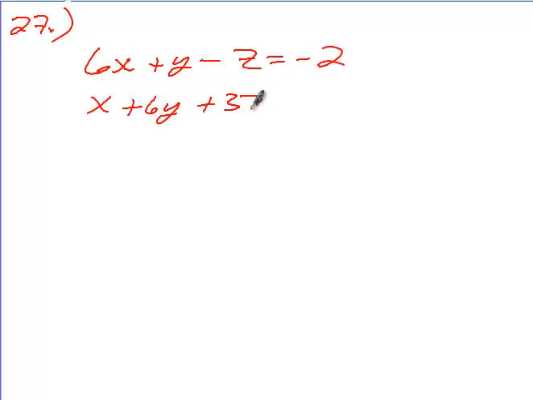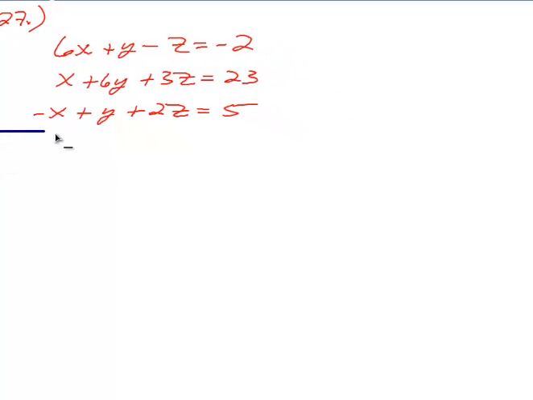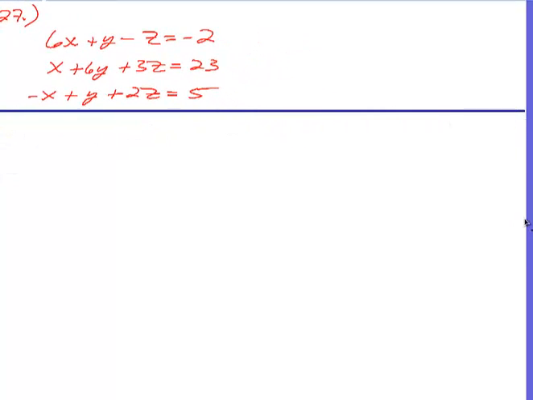So what is my system, please, and thank you for 27. 6x plus y minus z equals -2. And then x plus 6y plus 3z equals 23. Then -x plus y plus 2z equals 5. Okay. Same basic setup here, right? Let me get my lines all ready to go.